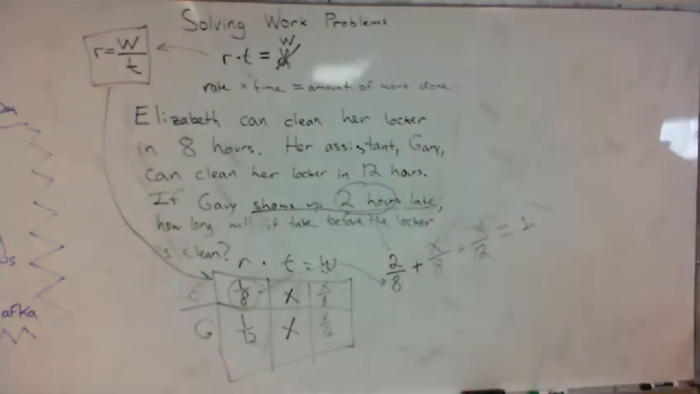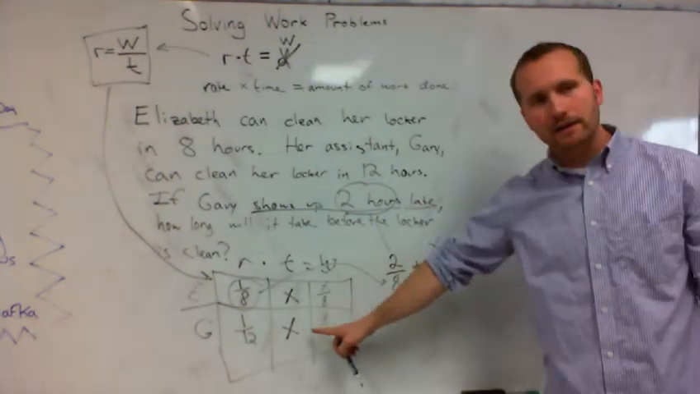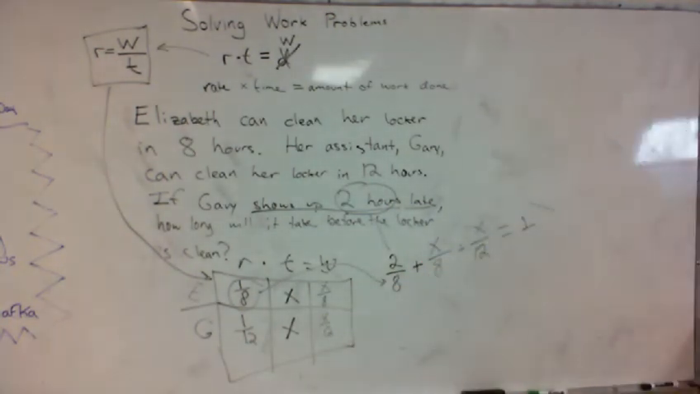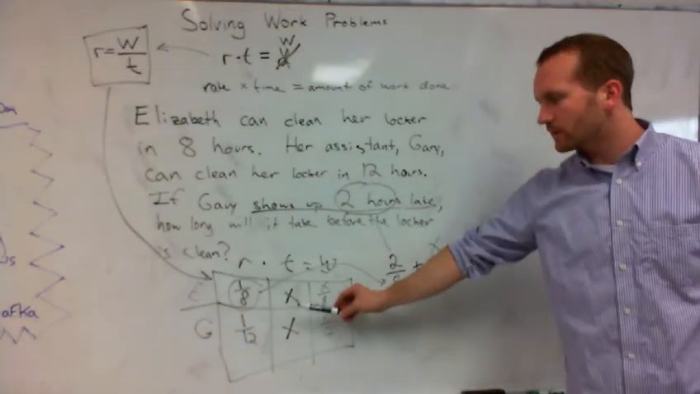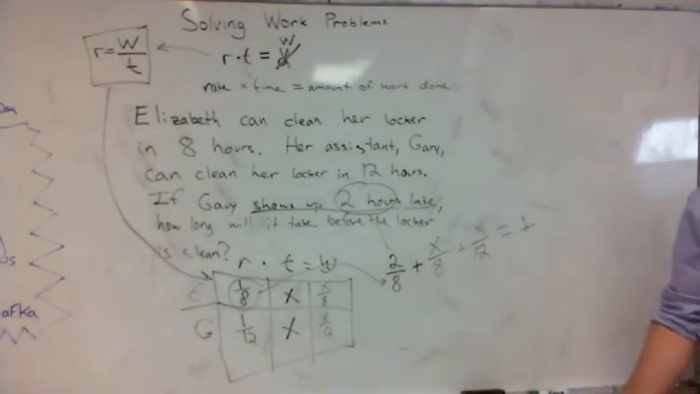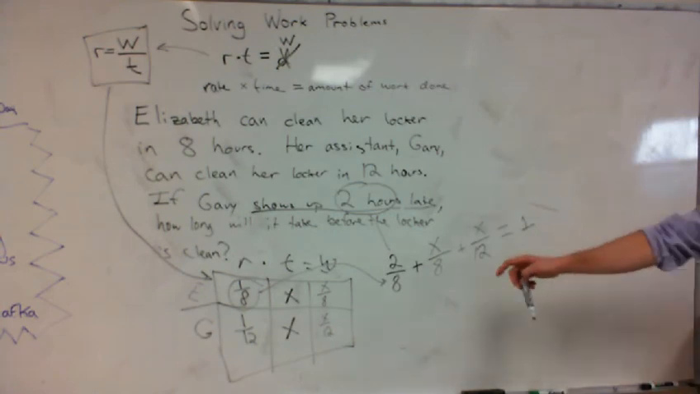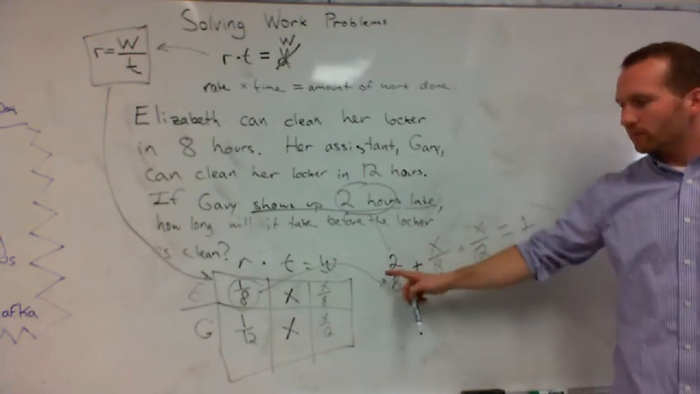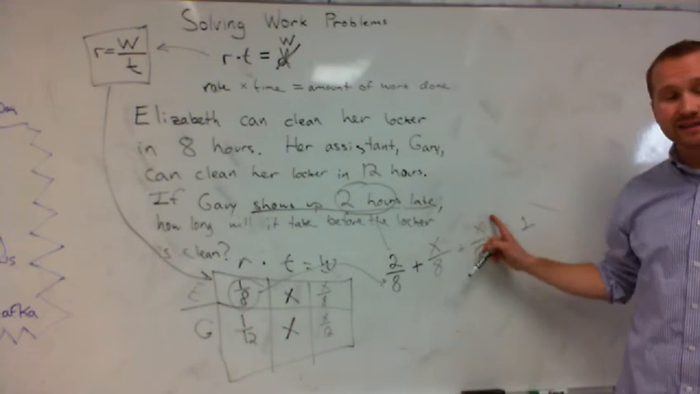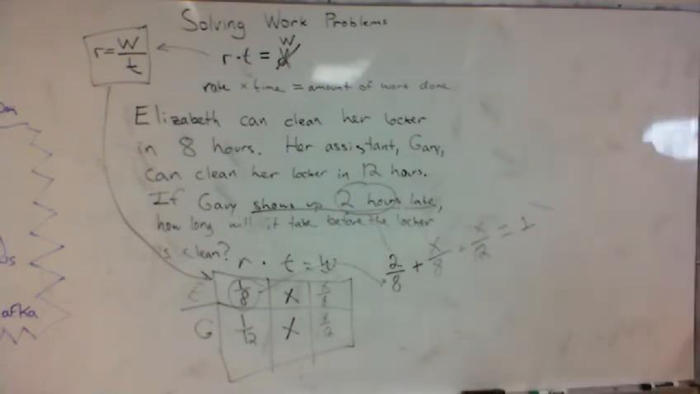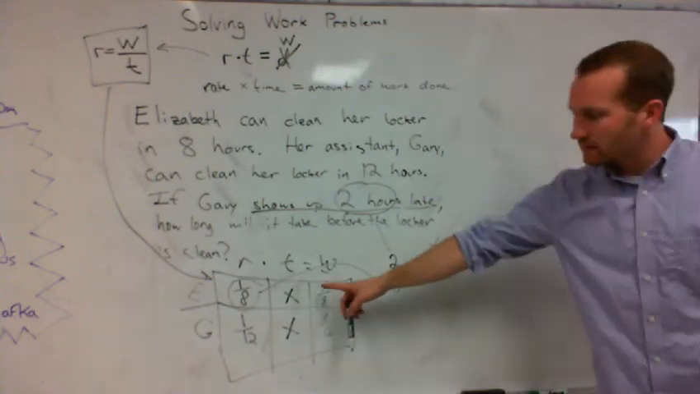Now, it's also important to think about what does X represent here? Is it the total time? It's not the total time though, actually. It's something else. Think about it. X is the same for Elizabeth and Gary because the time isn't unknown. Elizabeth has been working for 2 hours. X is the amount of time that Gary and Elizabeth work together. Right? Does that make sense? Because that's why it's the same for both of them.